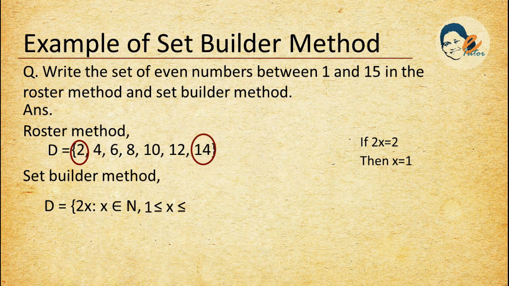Next, what is the greatest value in the set? 14. So again we can write 2x equals 14. Then x equals 14 by 2 equals 7. So 7 is our upper limit. So this is the range of x.